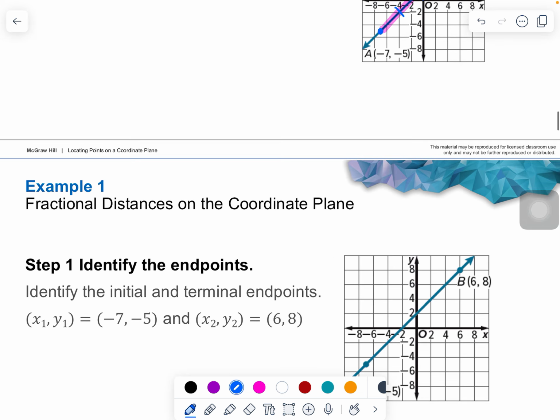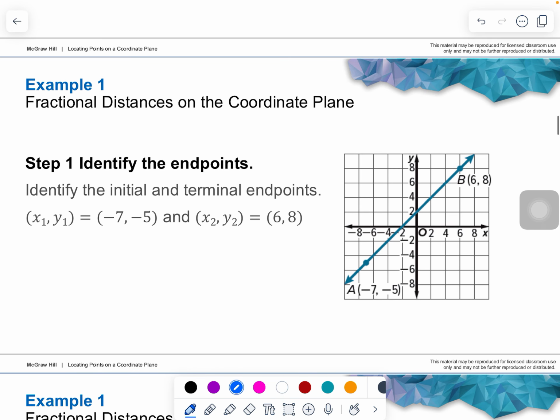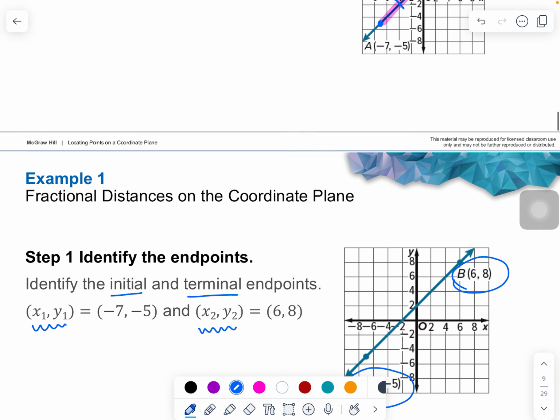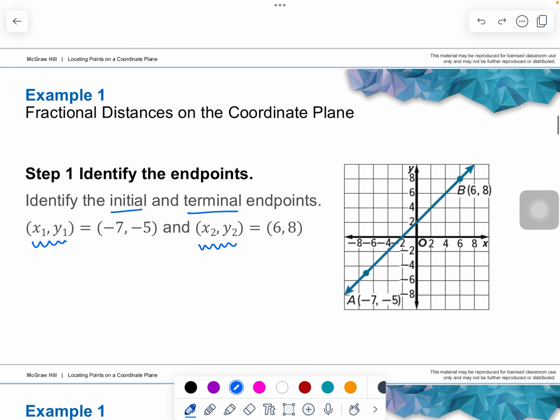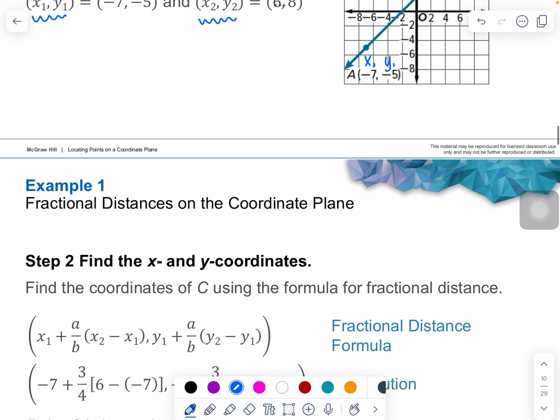As we go, they're going to tell us first we need to identify those endpoints. So we find the initial and those terminal endpoints. Our initial is going to be those x1 and y1. And our terminal will be the x2 and y2. And here they are. I like to actually go right into there and write it on them. So I go x1, y1, x2, y2, right over them. There we go.